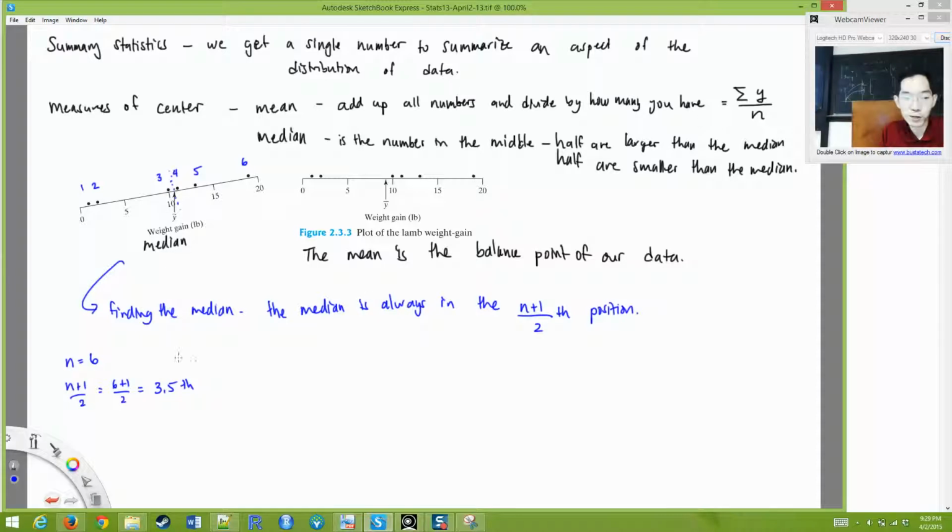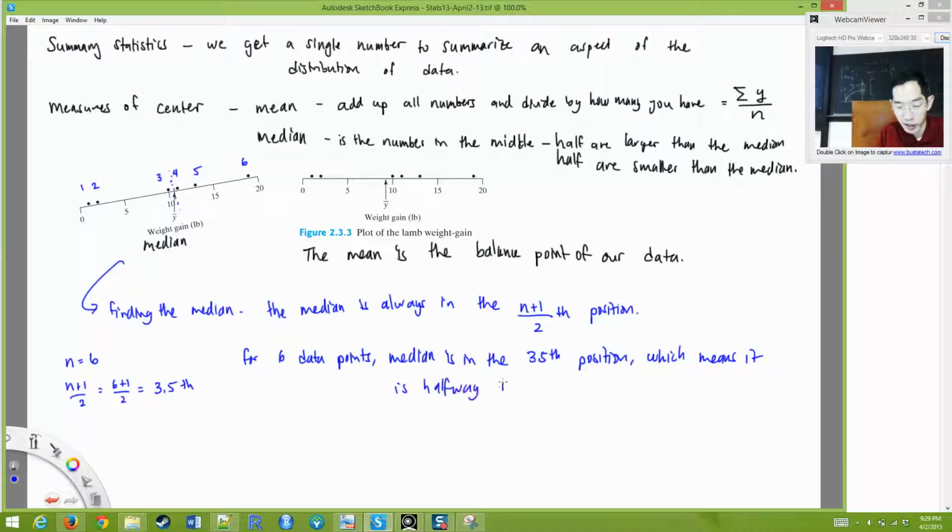So for 6 data points, the median is in the 3.5th position, which means it is halfway between the 3rd and 4th data points, once you put the data points in order.